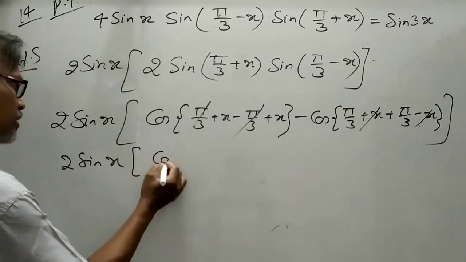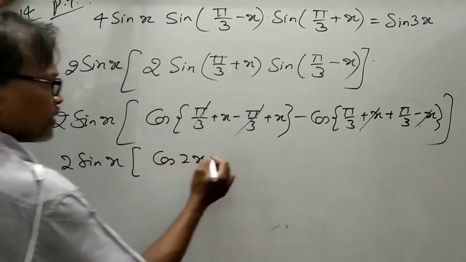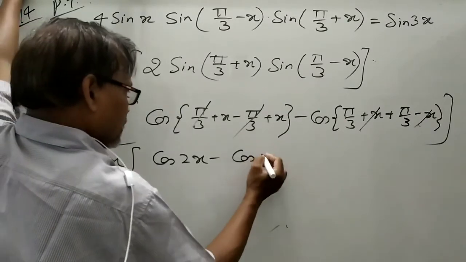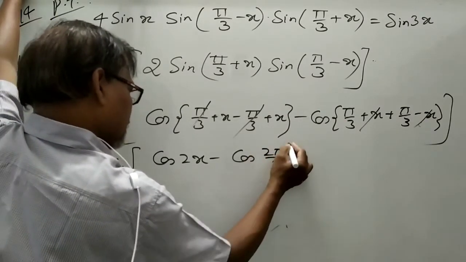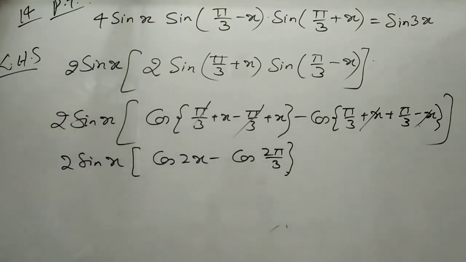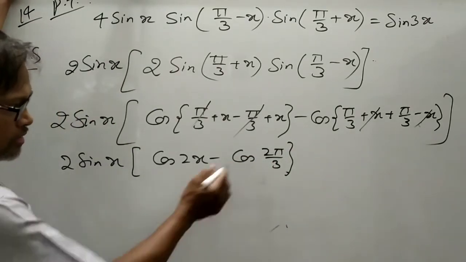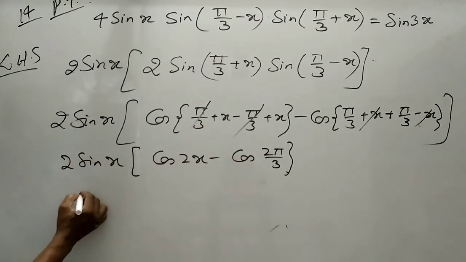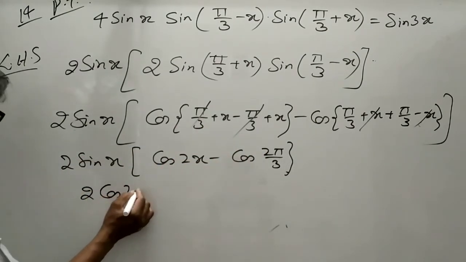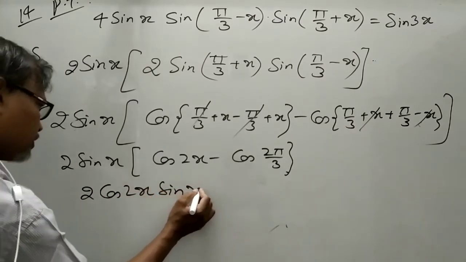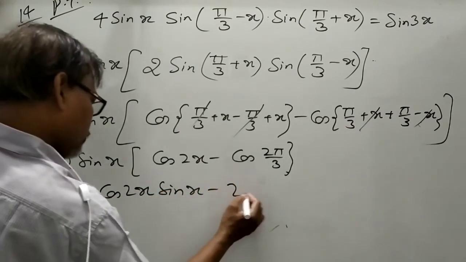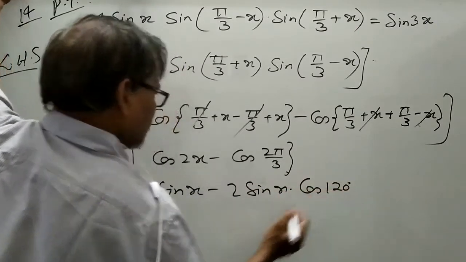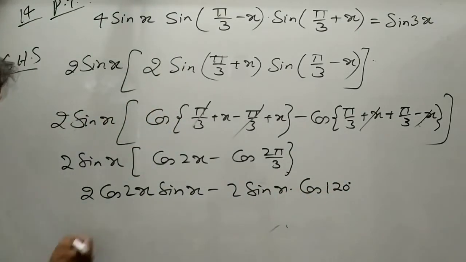So what you will get? Cos 2x minus cos 2 pi by 3. Do you know the value of cos 2 pi by 3? This is cos 120 degree. Sin x you can multiply again, so it will be 2 cos 2x sin x minus 2 sin x cos 120 degree, because 2 pi by 3 means 120 degree.